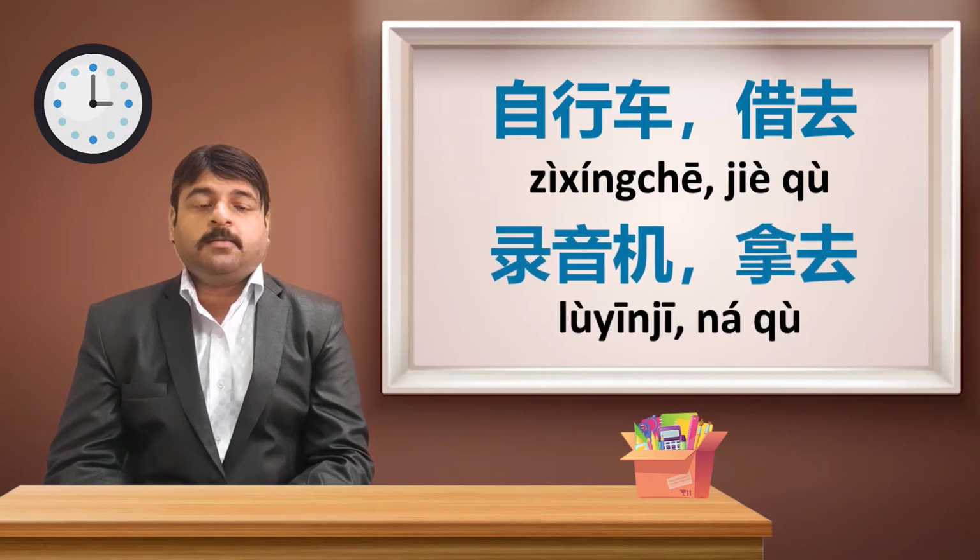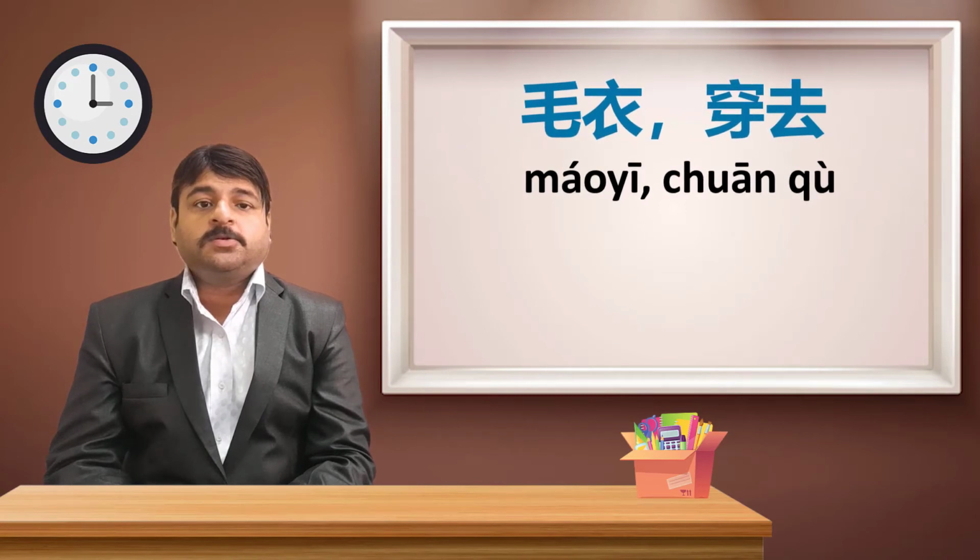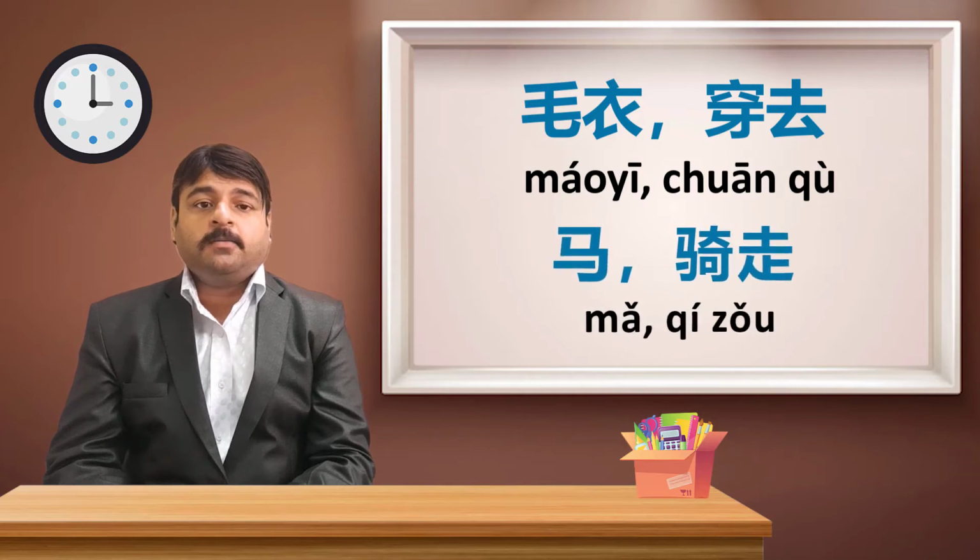录音机 recorder, 拿出 carried and taken over. 录音机 na chu. Na is to carry, chu is to go. Carried and went. Maui sweater. 穿处 wear or worn, 马 horse, 骑走, 骑 is to ride, 走 is to walk or go. So my horse was taken over by him by riding, or he took my horse by riding over.